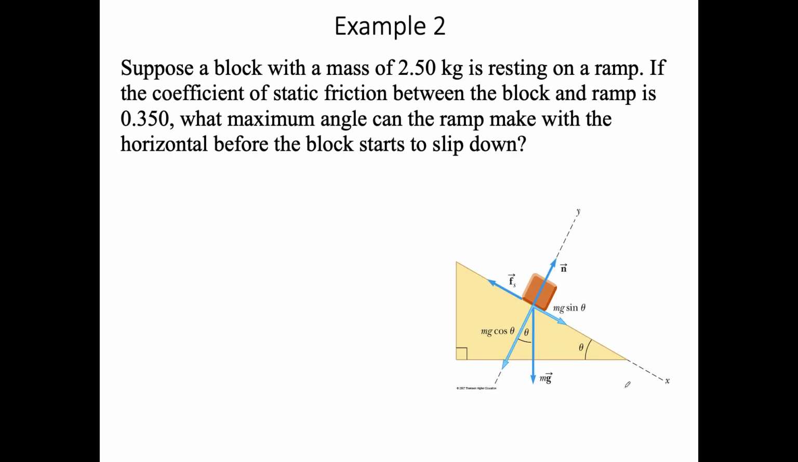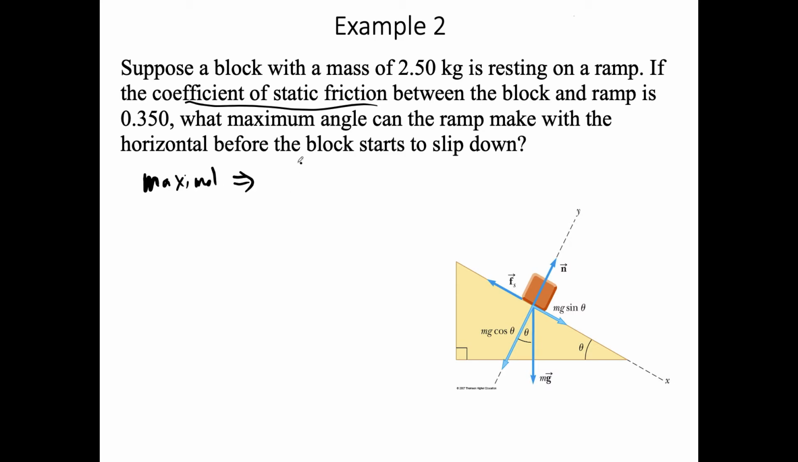So let's do a problem that is related to the friction unit we're going to do this semester. You have a mass, you put it on a ramp, it's at rest at first, and we know the coefficient of static friction between the block and the ramp is 0.35. We want to find out what's the maximum angle the ramp can have before the block moves.